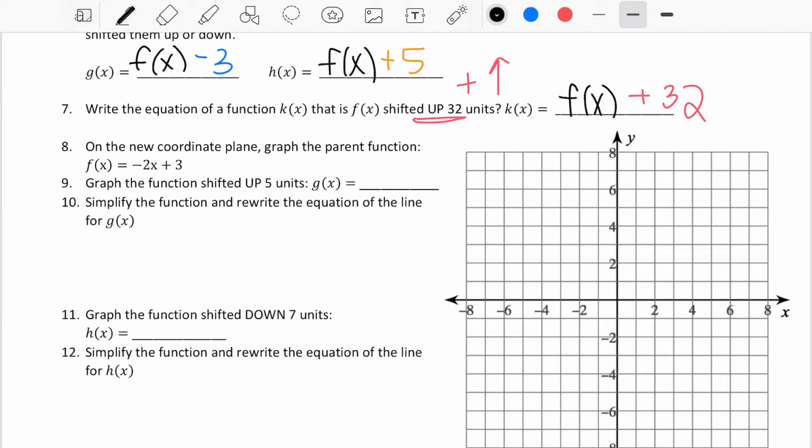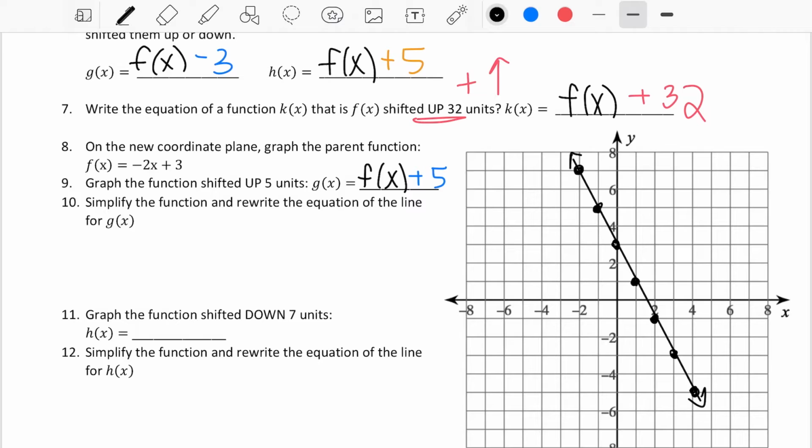On the new coordinate plane, graph the parent function f of x equals negative 2x plus 3. Remember, this is just like y equals negative 2x plus 3. Start at 0, 3 on the y-axis and move with the slope. Since it's negative 2, we move down 2 and to the right 1, or to go in the other direction, we move up 2 and to the left 1. Graph the function that is shifted up 5 units. This is going to be the same function, f of x, and shifting up 5 units means that we need to add 5 to every y value. So it's going to be f of x plus 5.